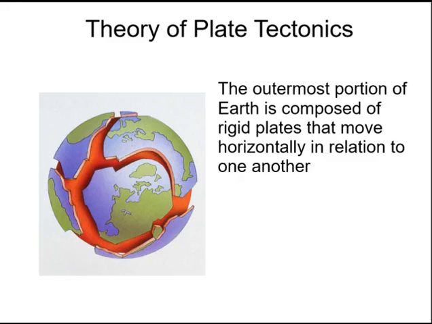So the theory of plate tectonics states that the outermost portion of Earth is composed of rigid plates that move horizontally in relation to one another. And it describes the reason why this happens.